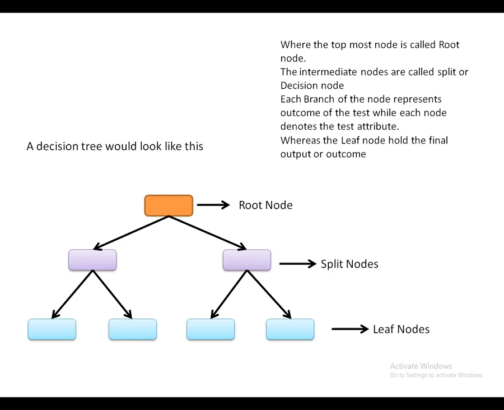where the topmost node is called the root node. The intermediate nodes are called split or decision nodes. Each branch of a node represents the outcome of a test, while each node denotes the test attribute, whereas the leaf node holds the final output or outcome.